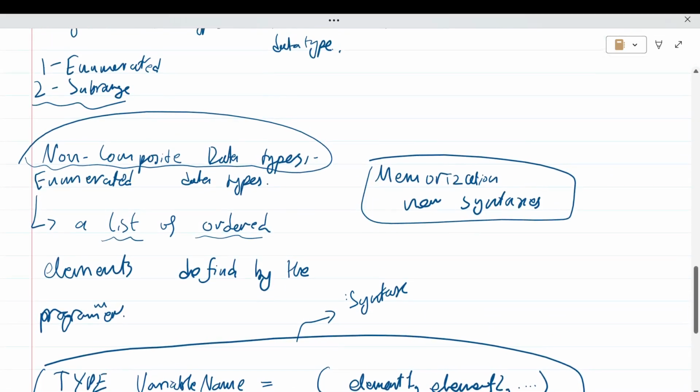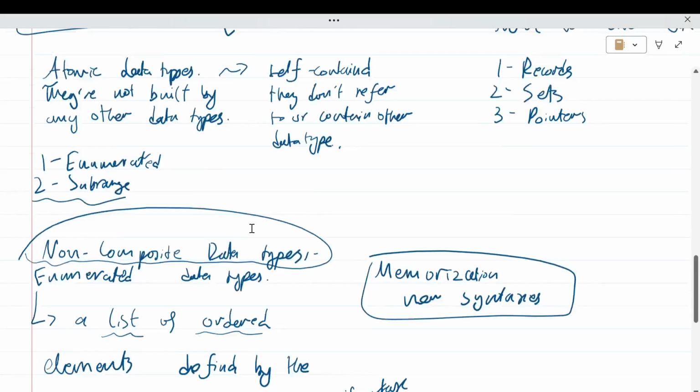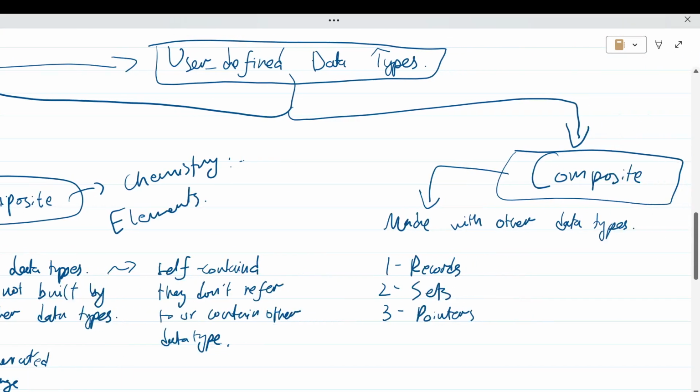Inshallah ta'ala, in the next lesson, we're going to learn what composite data types are, and we're going to start learning records.